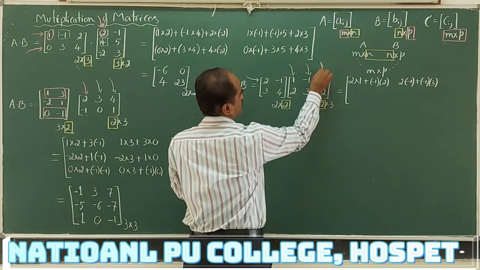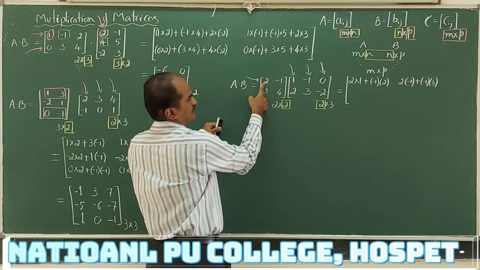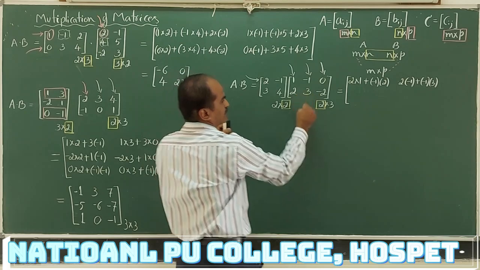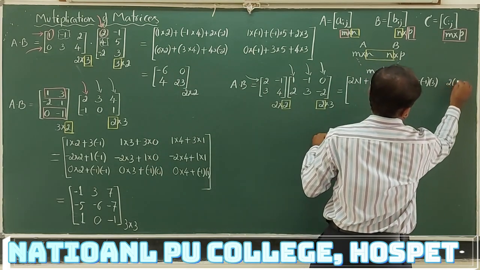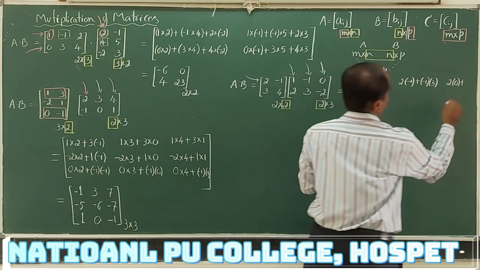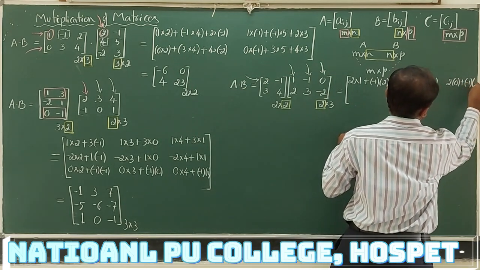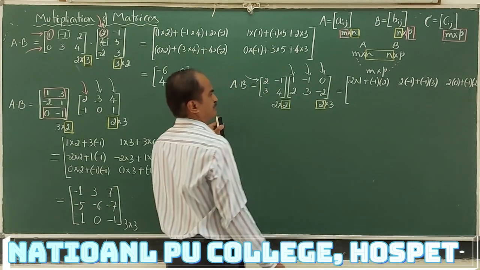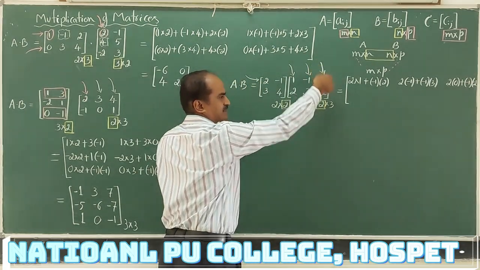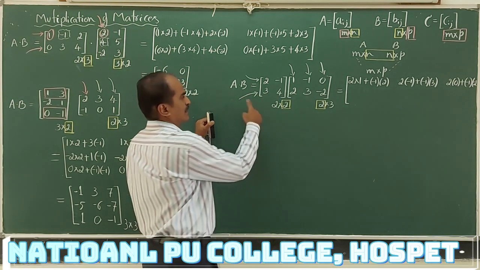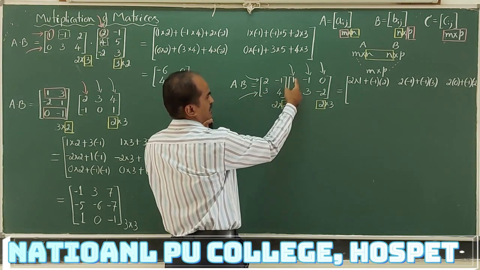One more column. Repeat this. 2 with 0, minus 1 with minus 2. 2 into 0 plus minus 1 into minus 2. No more columns. Columns are exhausted. Repeat with second row elements. Second row, first column: 3, 1, 4, 2.